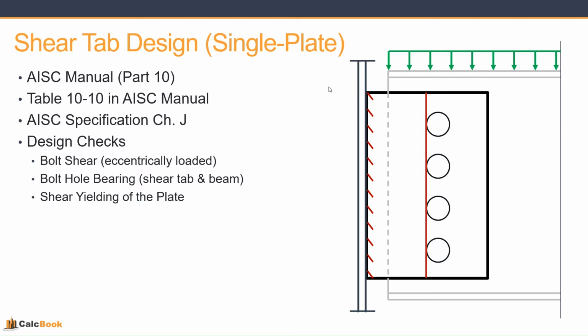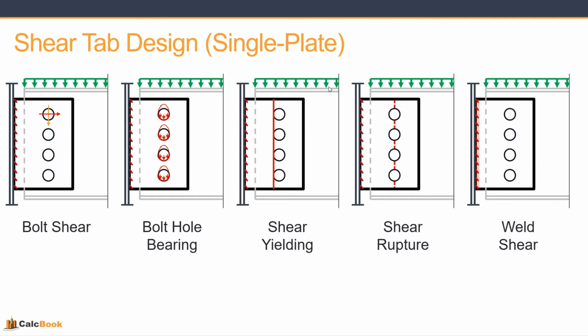Next we look at shear yielding of the plate, a pretty straightforward calculation. Then shear rupture of the plate, so that's the net area. And then we always look at the weld shear as well. It typically won't control because you'll design that weld thickness to develop the full strength of the plate. So let's do a quick review. We've got our bolt shear. We've got our bolt hole bearing. We also are going to check the bolt hole bearing in the beam as well as the tab. We've got the shear yielding, shear rupture, and then our weld shear.